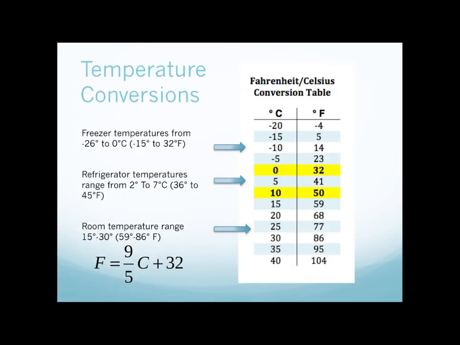Temperature conversions. A common test question: what's a typical freezer temperature in Fahrenheit or Celsius? So freezer temperature is -26 to 0 in Celsius, -15 to 32 in Fahrenheit. Refrigerator temperatures are 2 to 7 degrees Celsius, or 36 to 45 Fahrenheit. And room temperature is basically considered 15 to 30 Celsius, 59 to 86 Fahrenheit. And the conversion is Fahrenheit equals about 2 times Celsius plus 32.